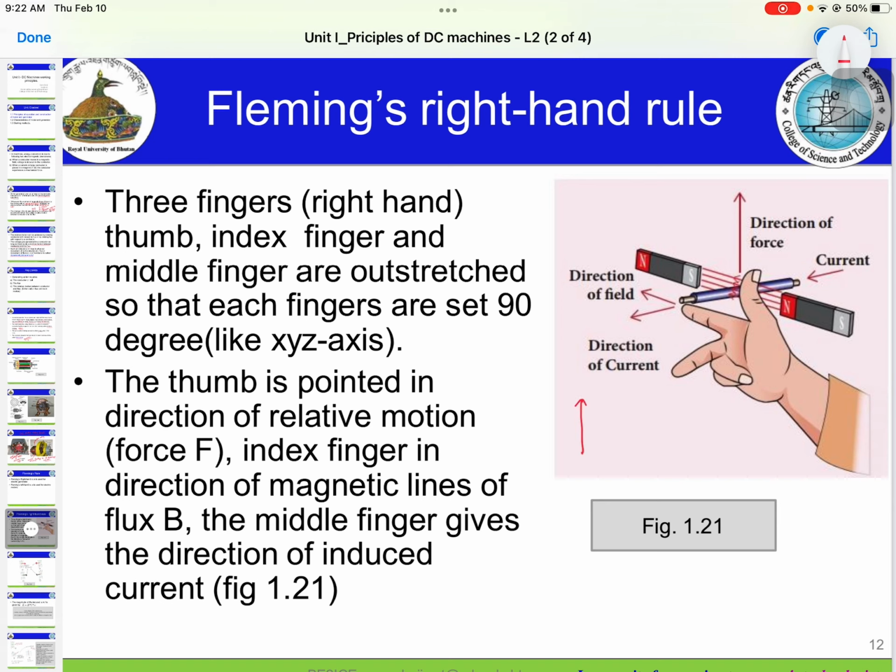For example, we have the y, x and z planes. Each plane is separated by 90 degrees, so our three fingers should also be stretched like that. Your thumb should point in the direction of the relative motion, your index finger in the direction of the magnetic line of force, and then your middle finger will give you the direction of the induced current. So this is Fleming's right hand rule.